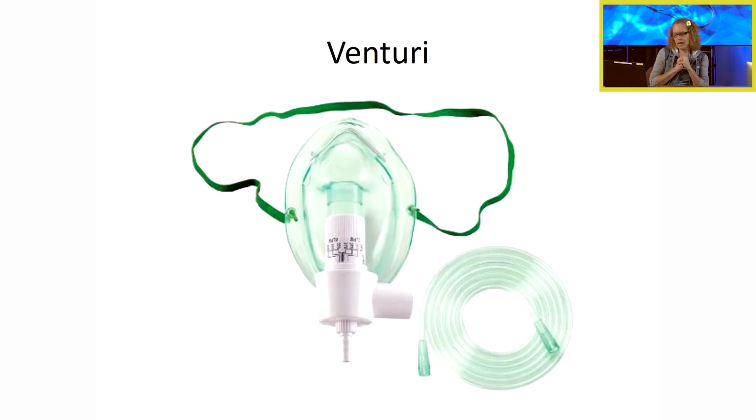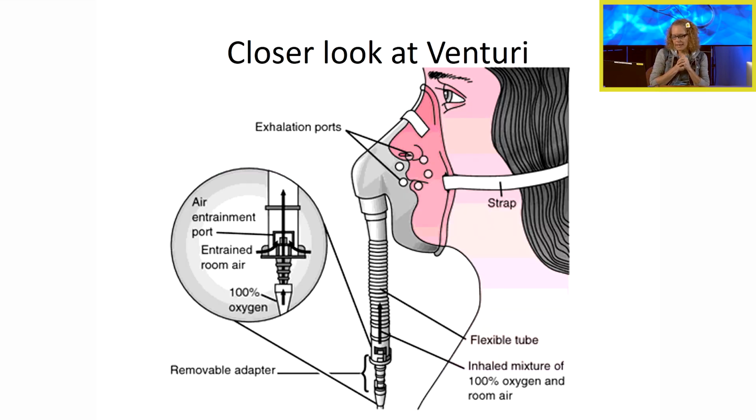And so let's take a look at what a Venturi mask looks like. This is a mask that has an adapter that is adjustable. So you can adjust the concentration of oxygen on this apparatus. And if we take a closer look at it, we can see here that there's a strap in place, there's exhalation ports, there is where the removable adapter goes and then connects to the oxygen tubing and connects to the wall.